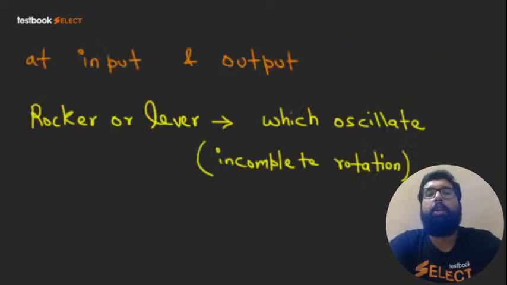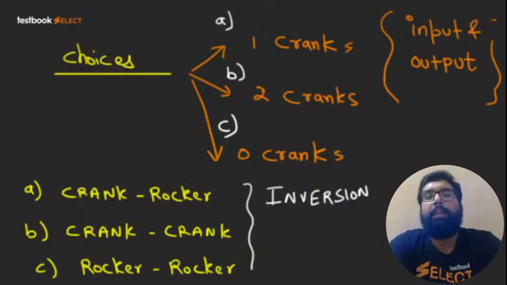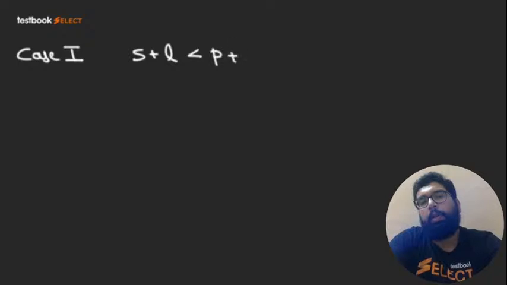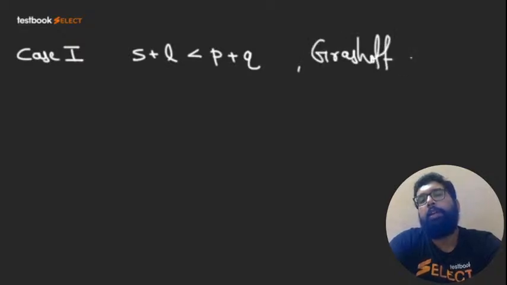Now let's start to understand Grashoff law. The question that must be coming to your mind is, when will we get a double crank, when will we get a crank rocker, when will we get a double rocker? Getting my point? So now let's get the answer to it. Let's write it like this. This is case one. If S plus L is less than or equal to P plus Q, we can say Grashoff law is satisfied.